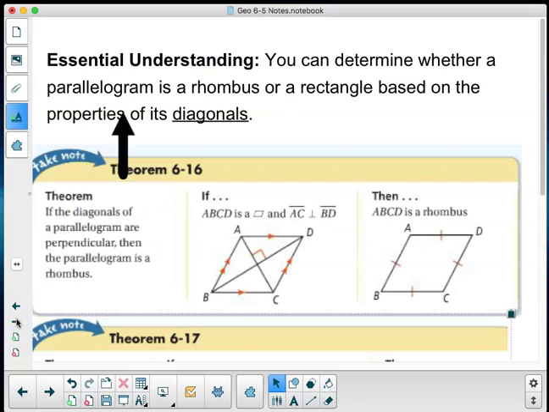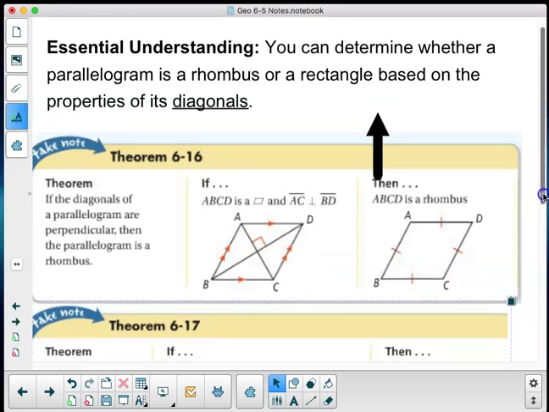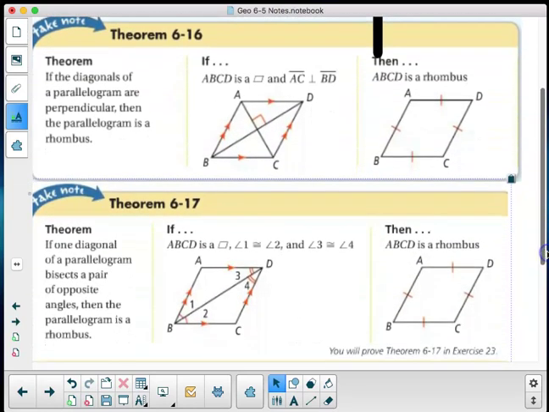Now, keep in mind our essential understanding. You can determine whether a parallelogram is a rhombus or a rectangle based on the properties of its diagonals. So we're going to look at properties of diagonals here.